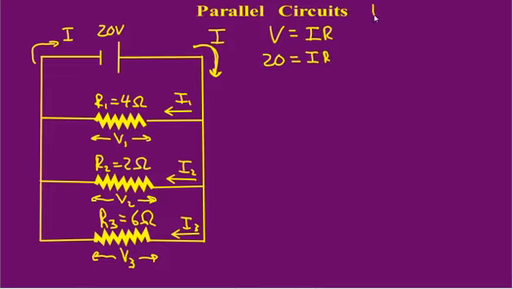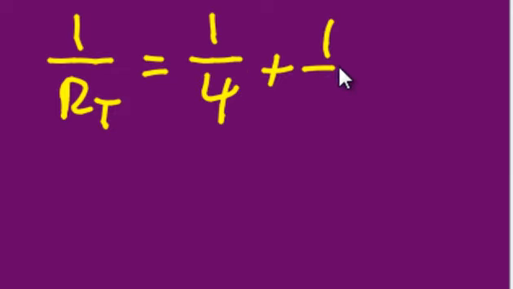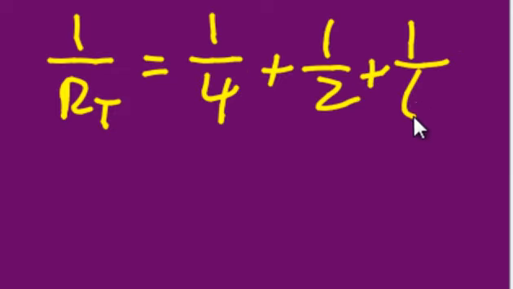So what we're going to do, actually, is we're going to come over here, and we're going to use this brand new overall resistance formula, okay? And it's just 1 over each of the resistors, right? So the first one is 1 over 4 plus 1 over 2 plus 1 over 6, okay?